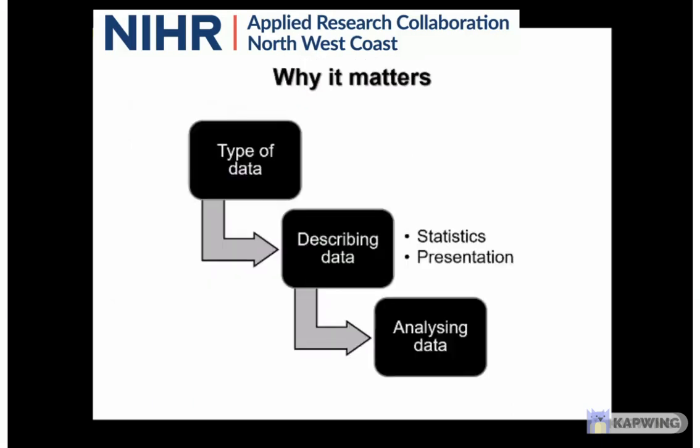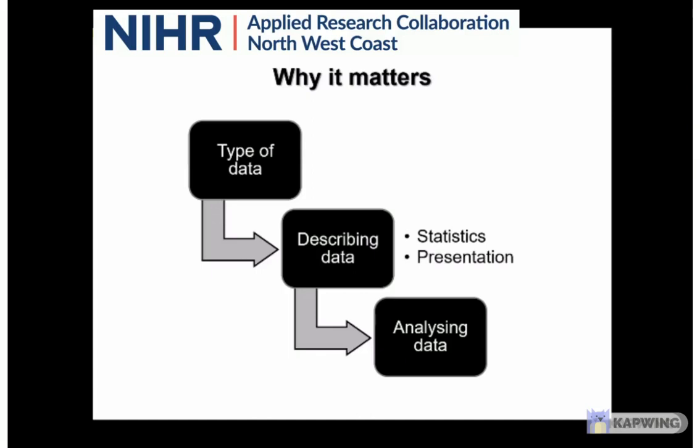Why is it important to understand the difference? Because it will have an implication on the way you describe the data. So if you got for example, nominal data, you can use pie chart. If you got ordinal data, you might want to use bar chart because you got an order. And it will have an implication on the way you analyze data.